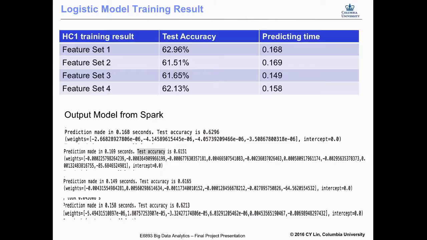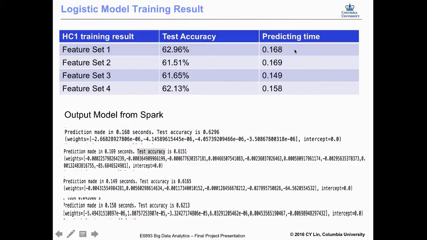The training result of the HC1 index is the table here. For feature set 1, we have a test accuracy of 62.96, and our predicting time is 0.168, and the rest is shown in the table.